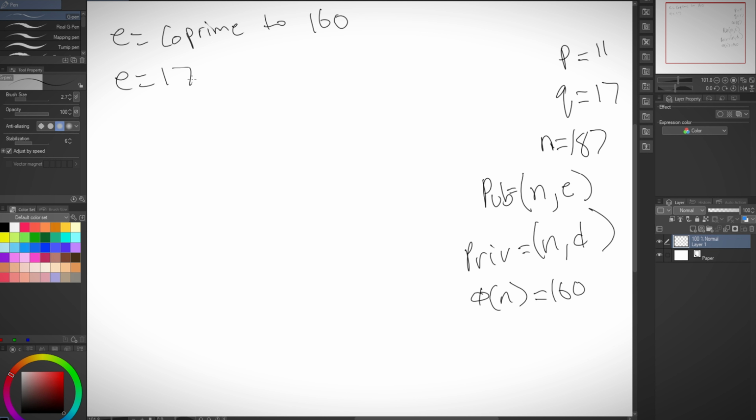So we have our encryption key: N, which is 187, comma, 17 for E. I'm just going to jot E down as 17. Boom. Let's erase this. Now that we have E, we can calculate D.